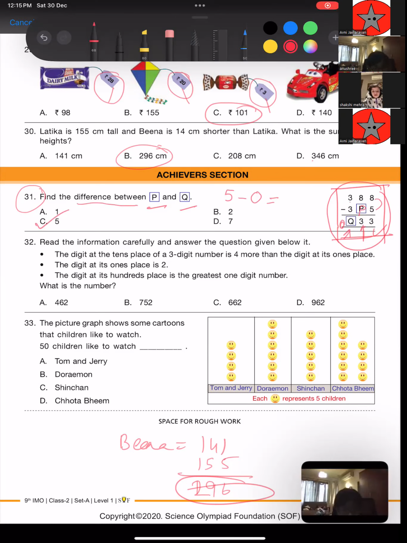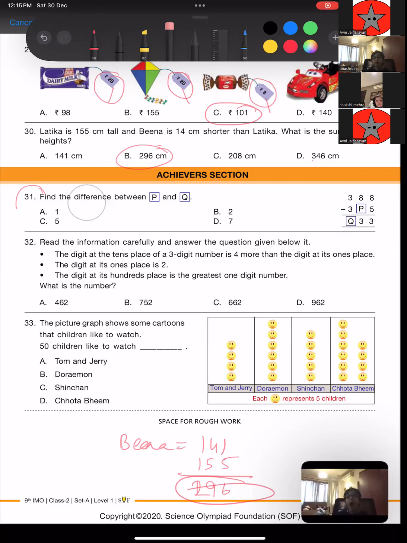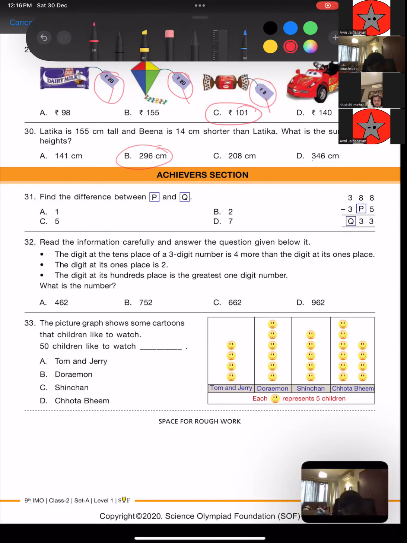Read the information carefully and answer the question given below. The digit at the tens place of a 3-digit number is 4 more than the digit at its ones place. Now, it becomes very confusing if you read it like this. So, follow my way. I'm going to write hundreds, tens, and ones like this since it's a 3-digit number.